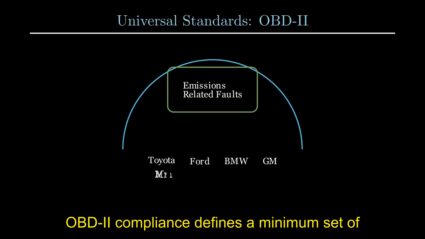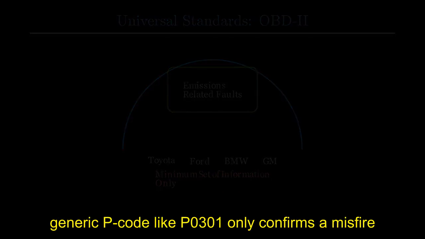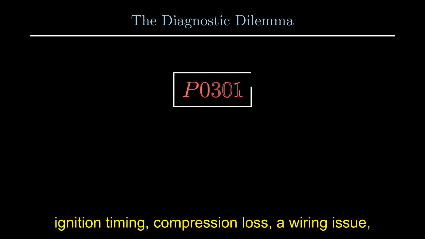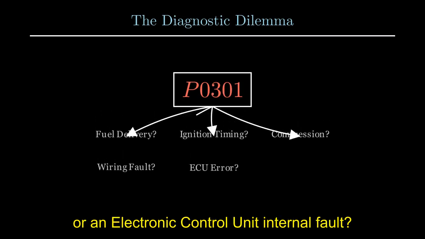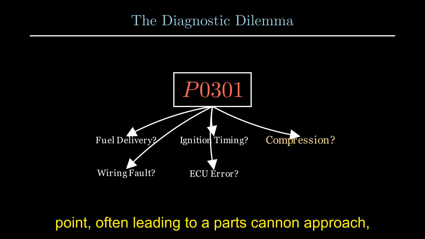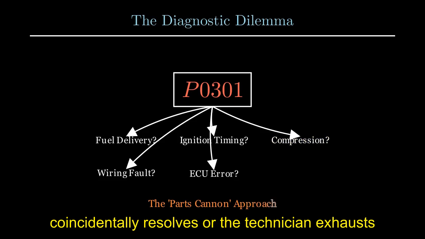OBD2 compliance defines a minimum set of information, not a comprehensive diagnostic suite. A generic P code like P0301 only confirms a misfire event on a specific cylinder. It does not elaborate on the cause of that misfire. Is it fuel delivery, ignition timing, compression loss, a wiring issue, or an electronic control unit internal fault? Without further data, this code is merely a starting point, often leading to a parts cannon approach, replacing components until the problem coincidentally resolves or the technician exhausts options.